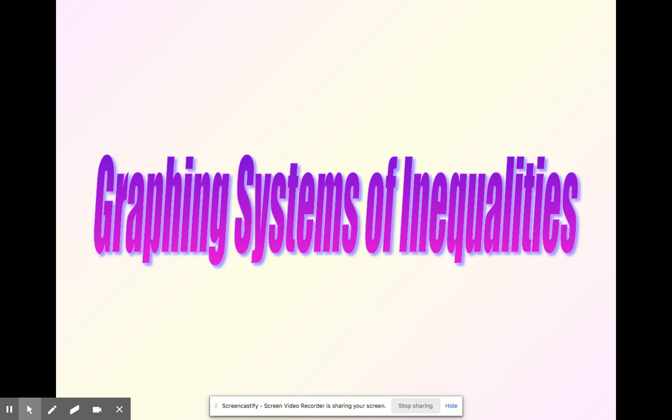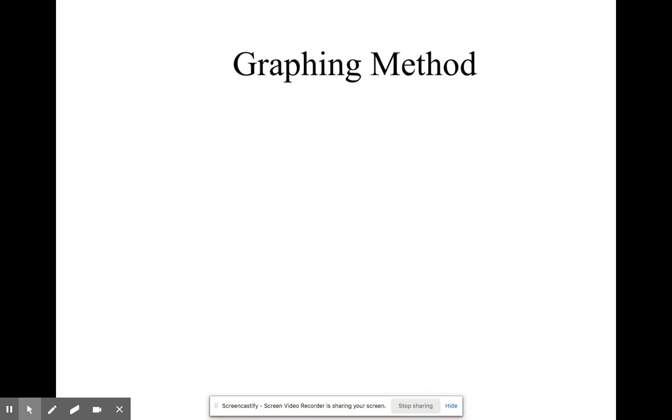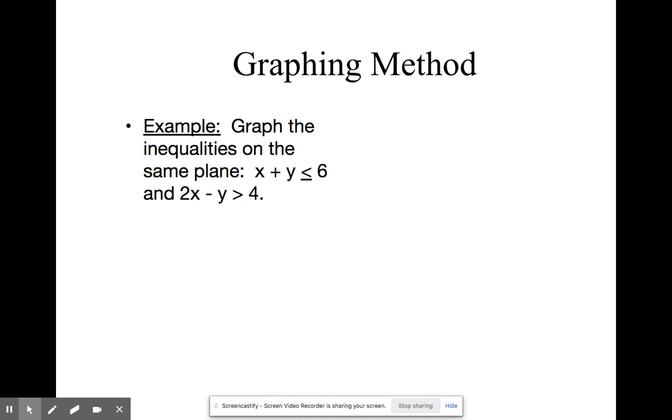Today you're still working on inequalities, but more specifically, we're going to look at systems of inequalities. Let's build on that. Same ideas of graphing inequalities, but we now have two inequalities that we have to graph. So, the graphing method. You're going to have the inequality x plus y is less than or equal to 6 and 2x minus y is greater than 4.